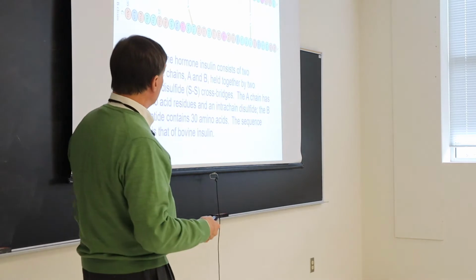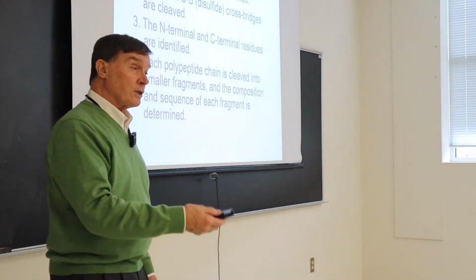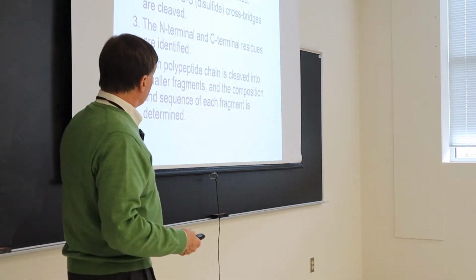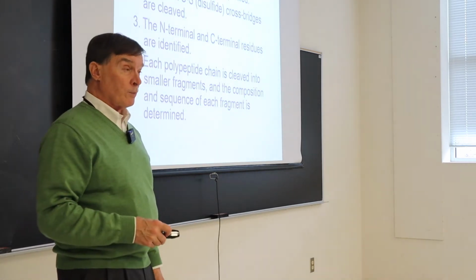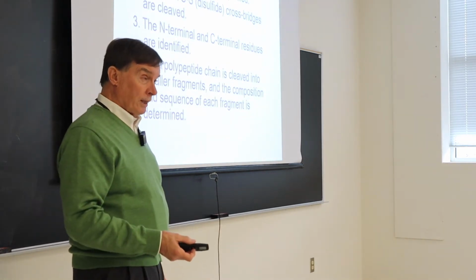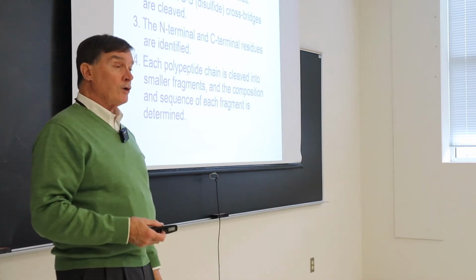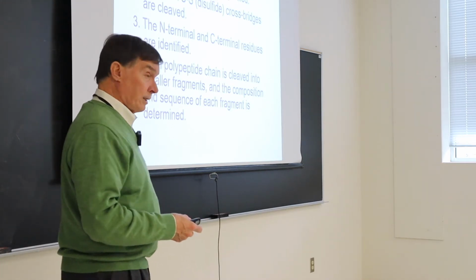So you have to separate the chains first. That's the first thing. And then, if there are disulfides, as there were in Sanger's case, you have to separate the disulfide cross bridges, have to take them apart. And there are reducing agents for doing that, and we'll talk about that. And then the third step is you determine the N-terminal and C-terminal amino acids.